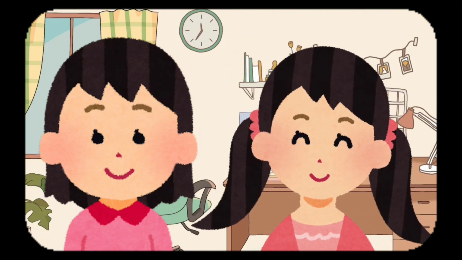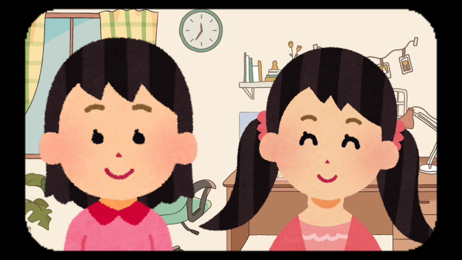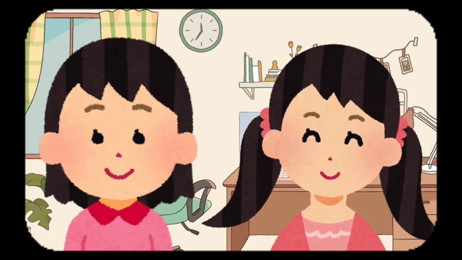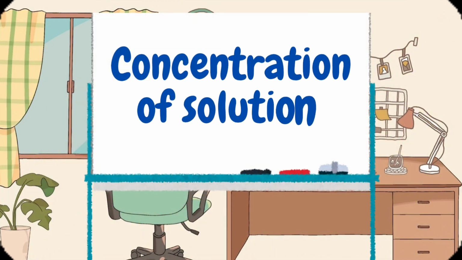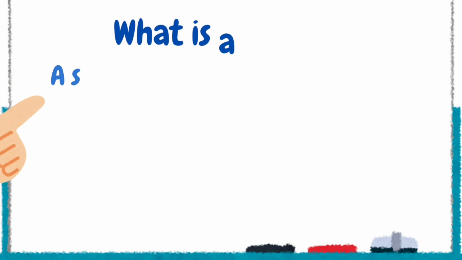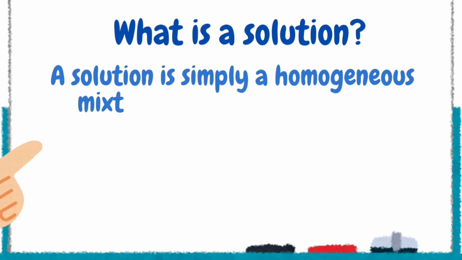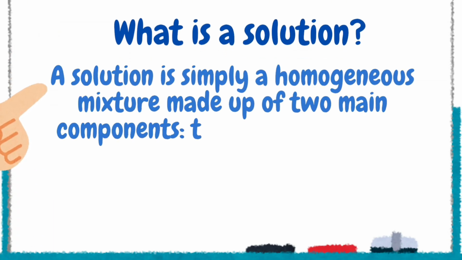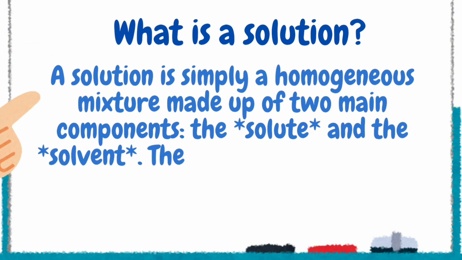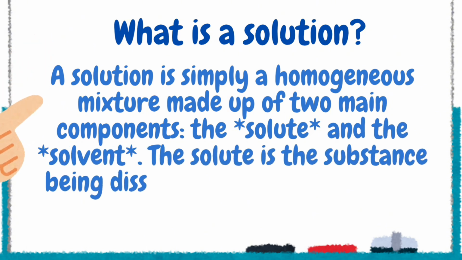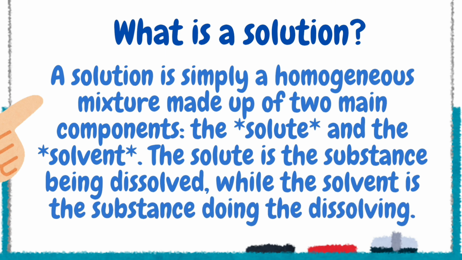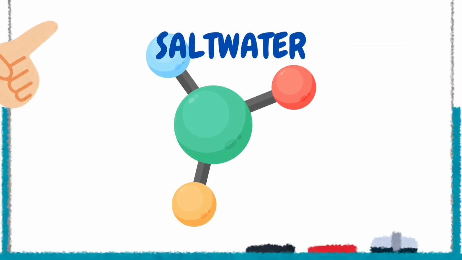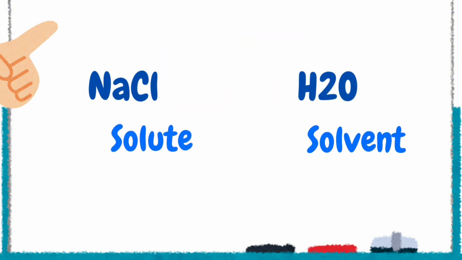And today, we're diving into an important concept that's essential for understanding how substances interact in solutions, which is concentration of solutions. So, let's break it down. First things first, what exactly is a solution? A solution is simply a homogeneous mixture made up of two main components, the solute and the solvent. The solute is the substance being dissolved, while the solvent is the substance doing the dissolving. For example, a salt water solution. The salt is the solute and the water is the solvent.